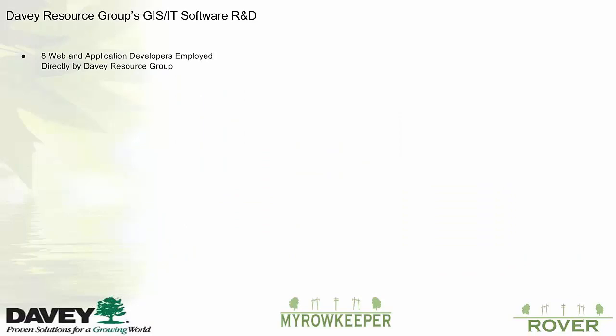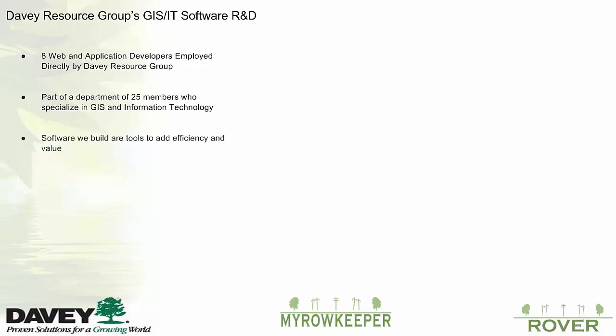So, the GIS IT software research and development for Davey Resource Group, a division of The Davey Tree Expert Company: we have 8 web and application developers that are employed directly by Davey Resource Group. So all this software that I'm going to be demonstrating is stuff that we've built ourselves. We like to say it's software built for foresters by foresters. Those 8 team members are part of a 25-member team that specializes in GIS and information technology.